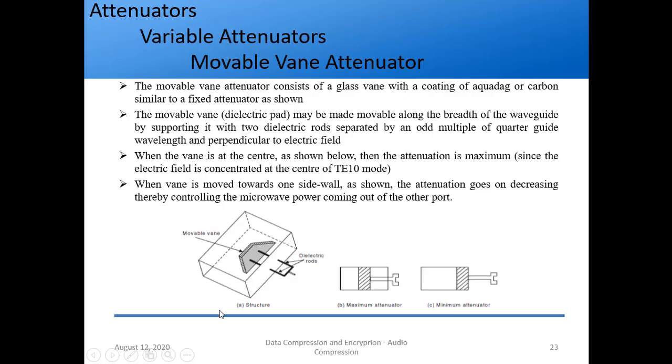Apart from fixed and variable attenuators, we also have movable attenuators. This is the same fixed attenuator, but I have two dielectric rods acting as support so that I can move it. That is shown here. I can move this Y-shaped thing and I can get attenuation. When it is at this position, I have minimum attenuation, and at the middle, as the TE10 mode has maximum field at the center, I have again maximum attenuation.